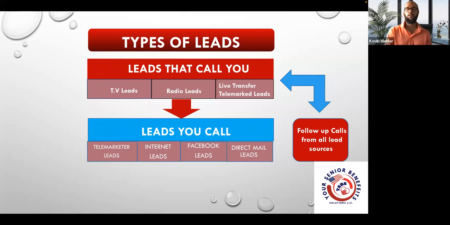And then the other type is leads that you call. That would be, again, telemarketing leads, and internet leads. Those are, for instance, SEO and Google leads. Somebody sees something and fills out the information. Same thing on Facebook: they see an advertisement on Facebook. We use Facebook leads a lot. They see an advertisement, opt in, and fill out their information. And then the old-fashioned way is direct mail leads.